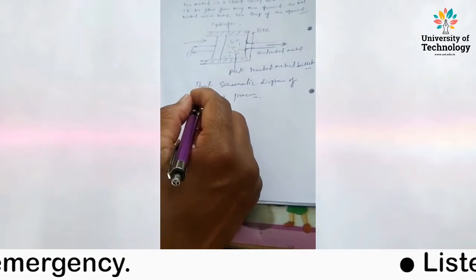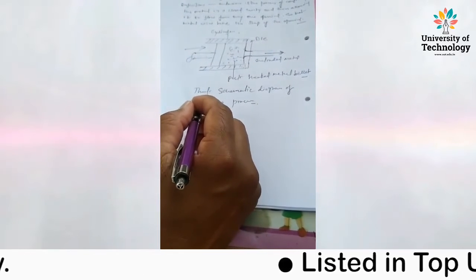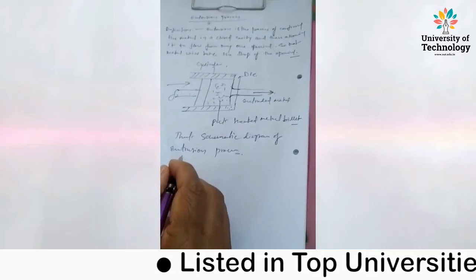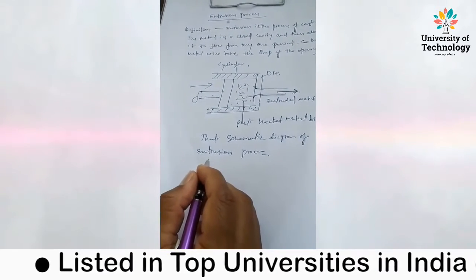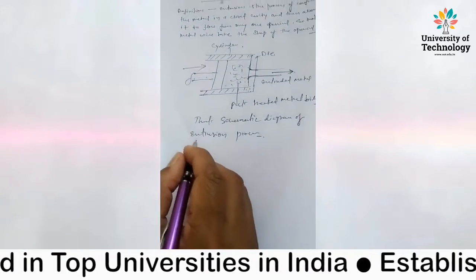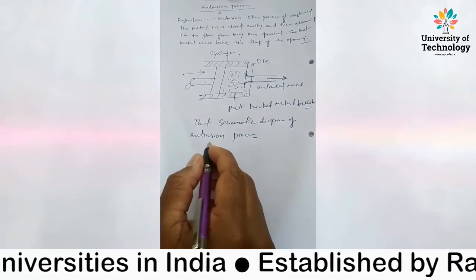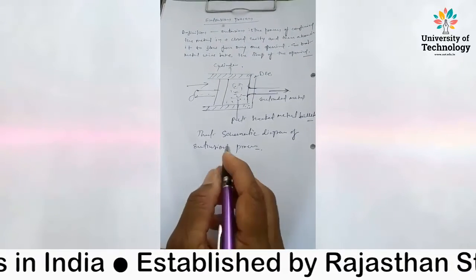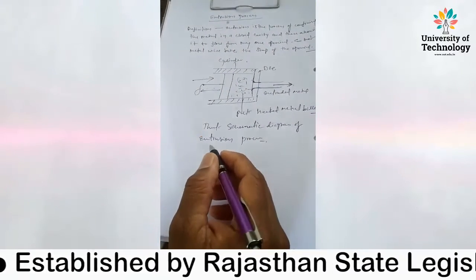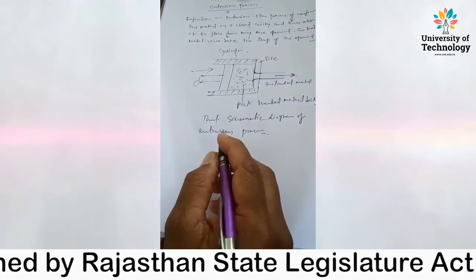The complexity of the parts that can be obtained by extrusion is more than that of rolling, because the die required is very simple and easier to make. Also, extrusion is a single pass process unlike rolling.